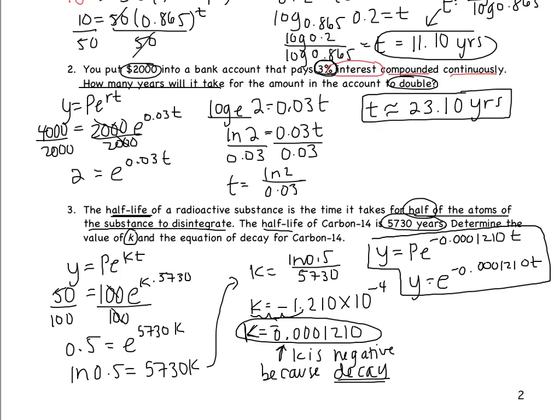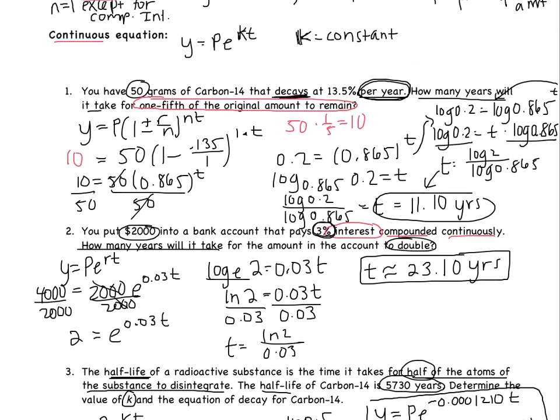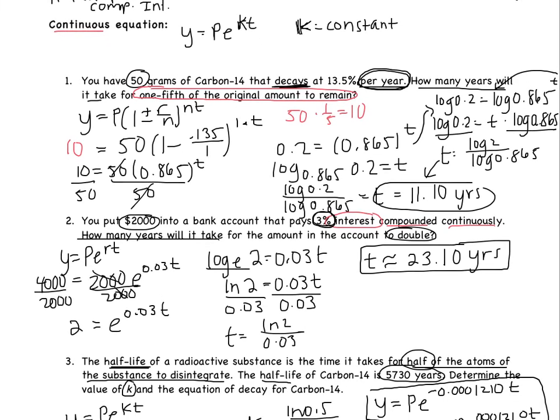Okay, so that was using the continuous equation. I want to go back up to the continuous equation and make sure that we put in, if k is negative, this is decay. If k is positive, this is growth. So I want to make sure we know that. Now if you would flip the page, please.